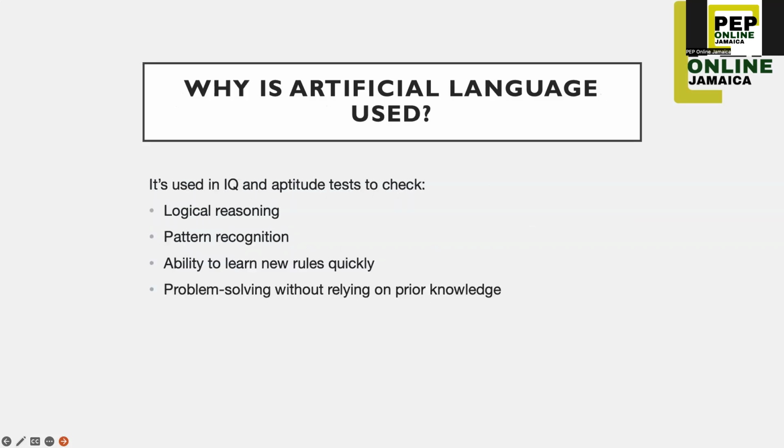Why is artificial language used? It is used in IQ and also aptitude tests to check for logical reasoning in a person, how well they recognize patterns, their ability to learn new rules quickly, and also problem solving without relying on prior knowledge to answer a particular question.